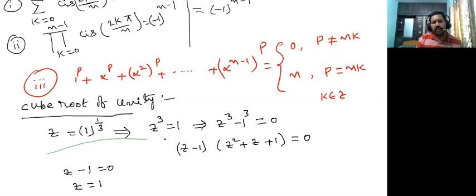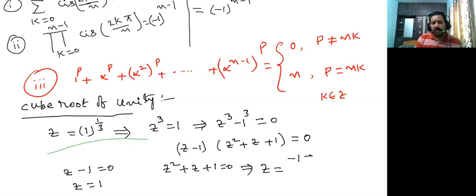Here observe that z cube is equal to 1 means z cube minus 1 is equal to 0. That is a third degree polynomial equation. There are 3 roots. One of the roots we got. Then what about the remaining 2 roots? Here z square plus z plus 1 is equal to 0. This is a quadratic equation in z. Here there are no factors, so go to the formula method.